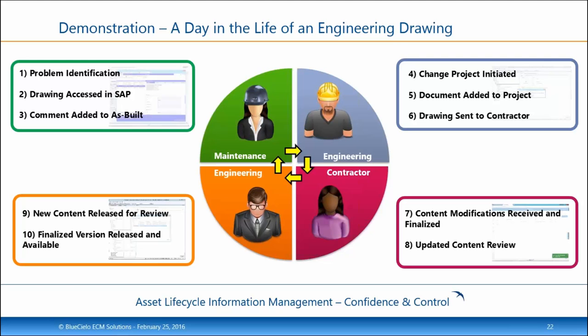So what I did in SAP. Then we saw how engineering reviewed the request and delegated the drawing changes to the contractor. Once the contractor returned the updated drawings, engineering reviewed and approved those changes. And finally, the updated document was now available for maintenance as well as the rest of the organization to see. So to close the loop, we saw that updated drawing in SAP.